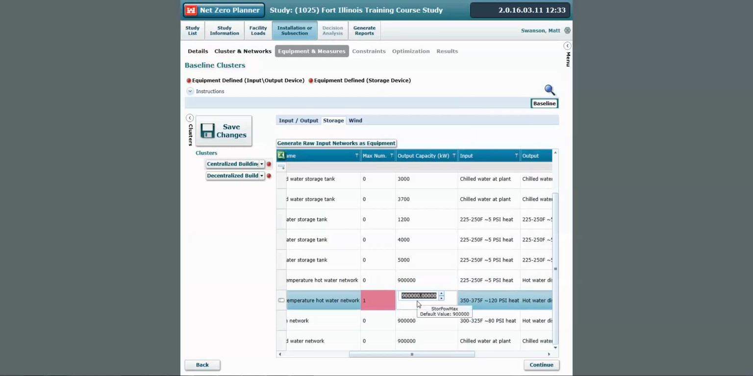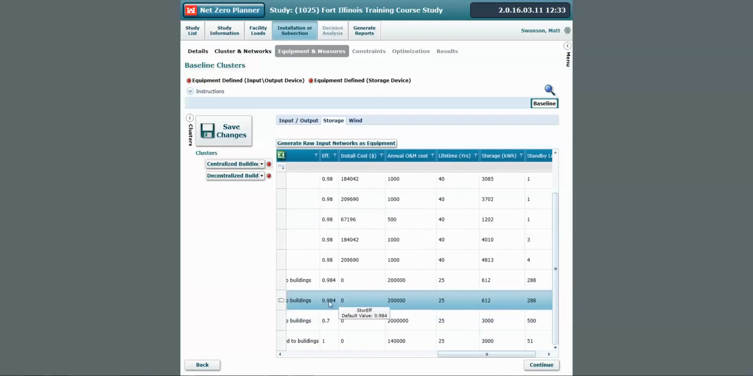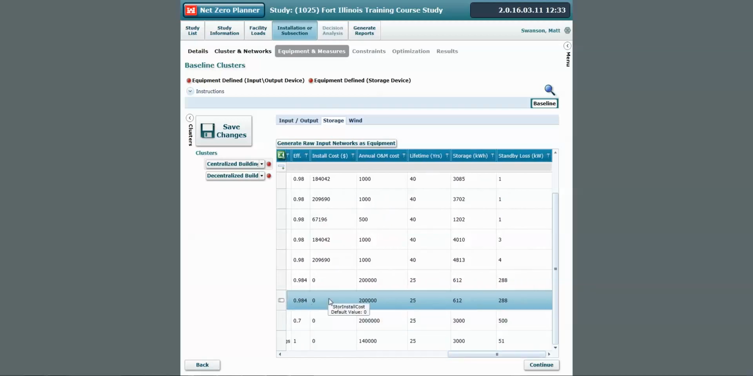All right, the output capacity, again, kind of like the distributed equipment, has been set arbitrarily high just so that it doesn't limit the output. That's not going to be a factor in our calculations. As we go across here, we can see an efficiency. So this is like a throughput efficiency, how much energy is lost passing through. And then we also have our installation costs, which is 0 since we already have this in place, an annual O&M cost, lifetime, and 2 fields that we didn't have in the previous input-output table. And that's because these fields are associated with the storage itself.